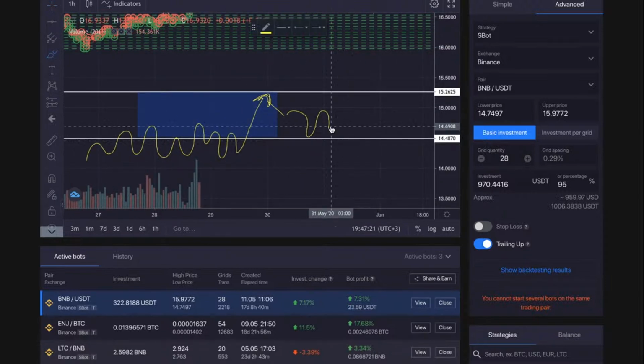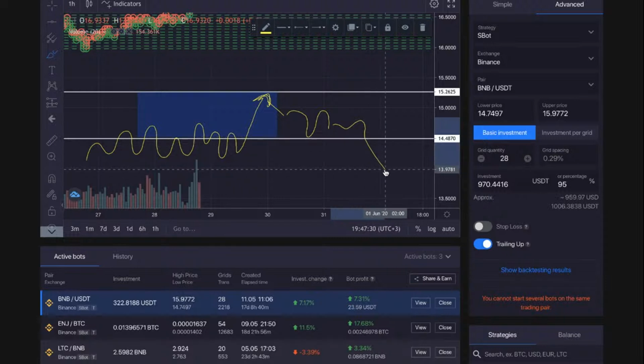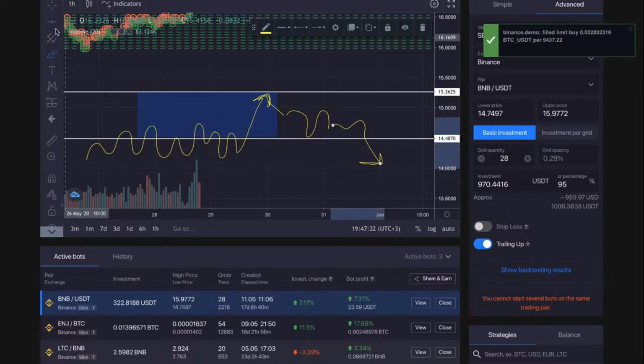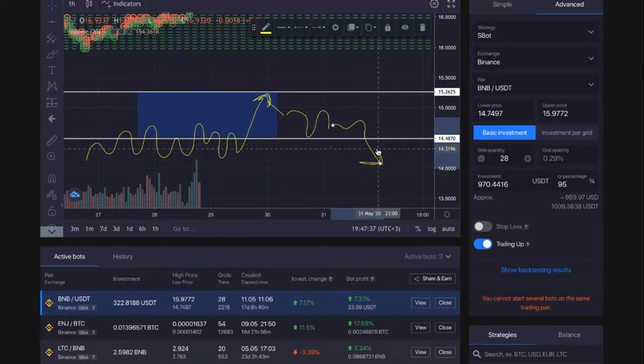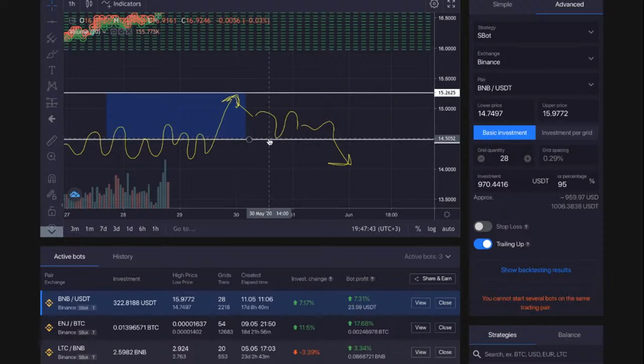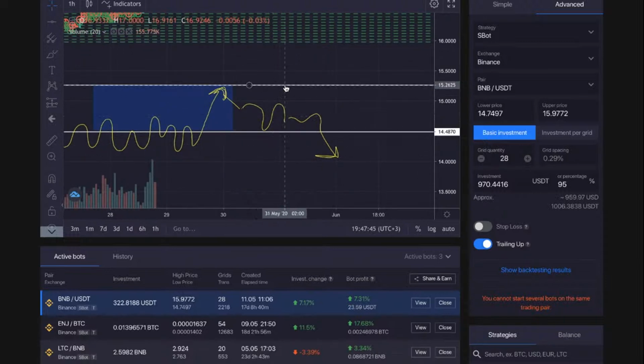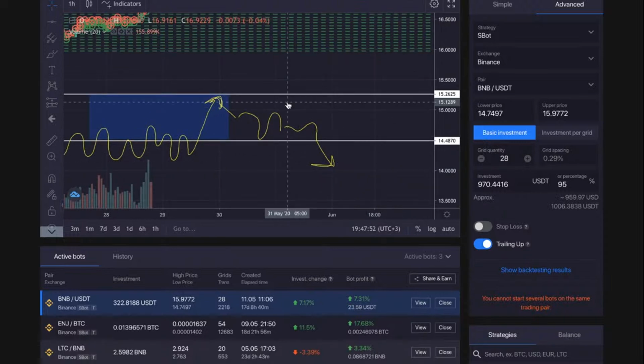But what happens if the price eventually breaks the support level? It breaks the lower limit price right here. In this case, my trading range won't be following the price depreciation, so it's going to stay exactly where it is right now. So this is the mechanism to protect you from further downside. And the idea of trading up is to only follow the price appreciation.